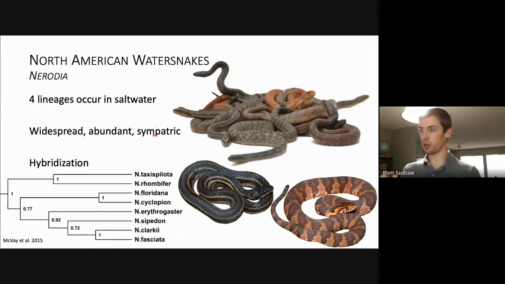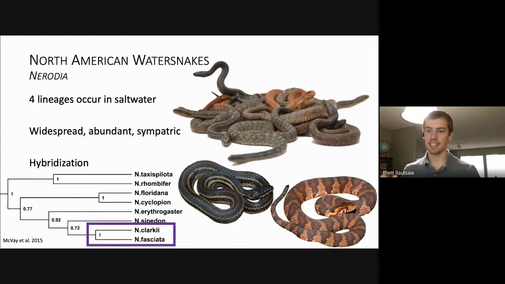And in fact, we do know that many of these lineages do hybridize with one another. Now, for my study specifically, I focused on these bottom 2 species in this phylogeny. Nerodia clarki is the salt marsh snake, and it's shown over here on the left. And then Nerodia fasciata, which is the banded water snake, here on the right. Now, these two species are very closely related, and they've had a really complicated taxonomic history.